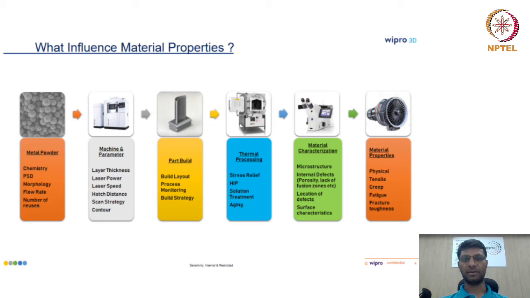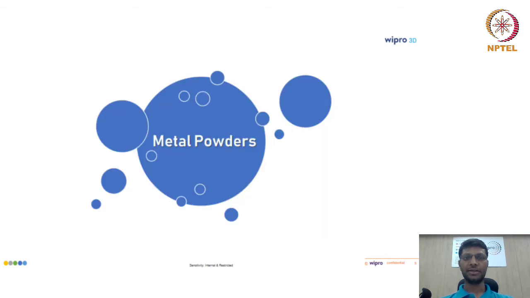The material properties we will check are the physical properties of the material, tensile properties, creep, fatigue, and fracture toughness. All these parameters can affect the material properties and need to be given extra attention during the manufacturing processes. So we'll go into the details of the metal powders. The major focus in this session will be on the metal powders, their manufacturing and the testing techniques.